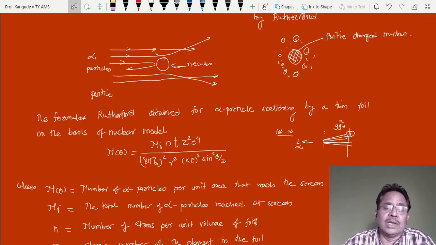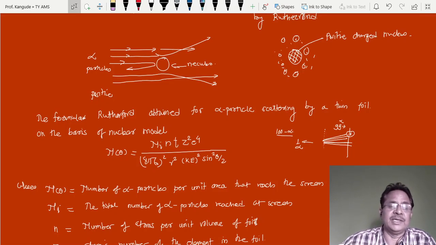Z is the atomic number of that particular atom, because the nucleus has Z times e positive charges, and the alpha particle has two positive charges. So this is the clear-cut interaction between Ze, the number of positive charges in that atomic nucleus, and 2e, the charge of that alpha particle. That's why Z squared e raised to 4 comes from that calculation, upon 8 pi epsilon 0 squared, which is one constant.